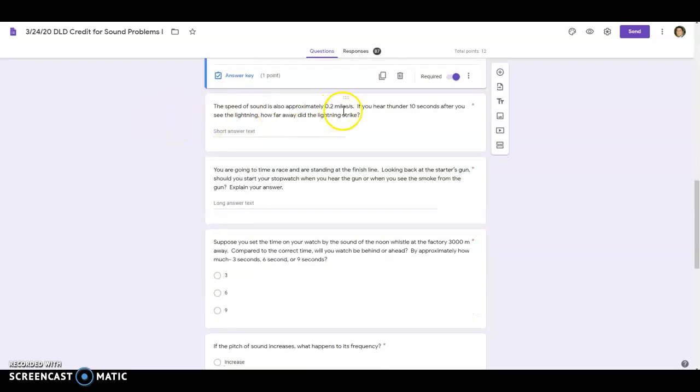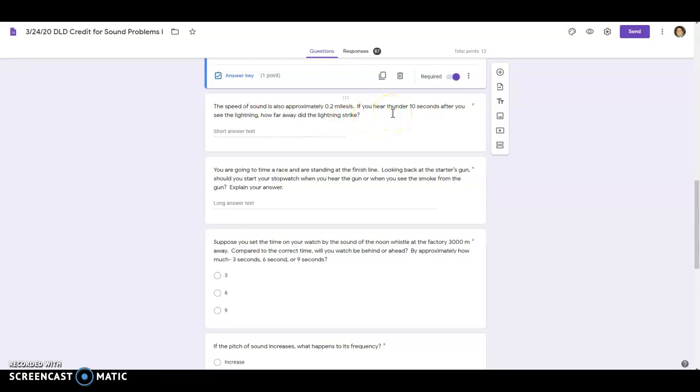Speed of sound is 0.2 miles per second. If you hear thunder 10 seconds later, now this question goes back to velocity v: 0.2 is equal to a distance, d, divided by a time, t, 10 seconds. So 0.2 equals d divided by 10. When you solve for that, it's 0.2 times 10, and that's going to be 2, as in 2 miles away.